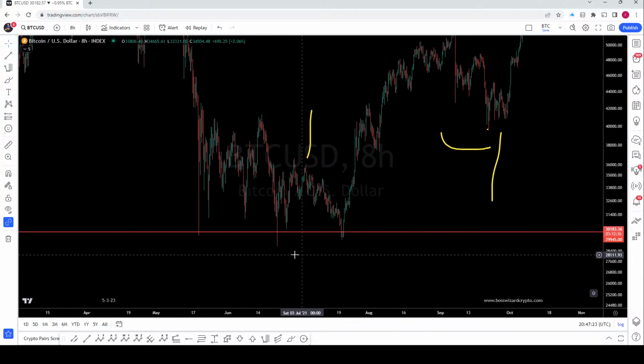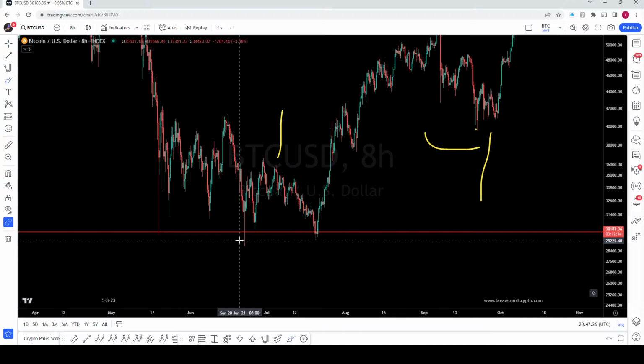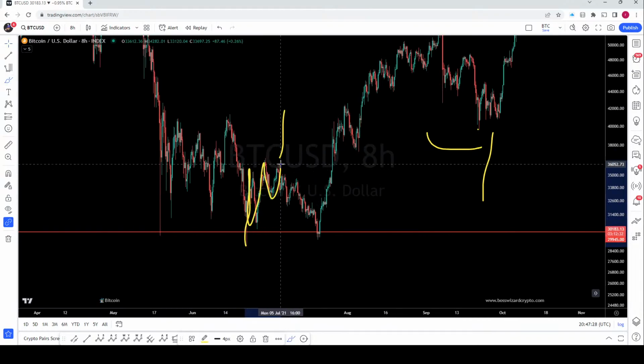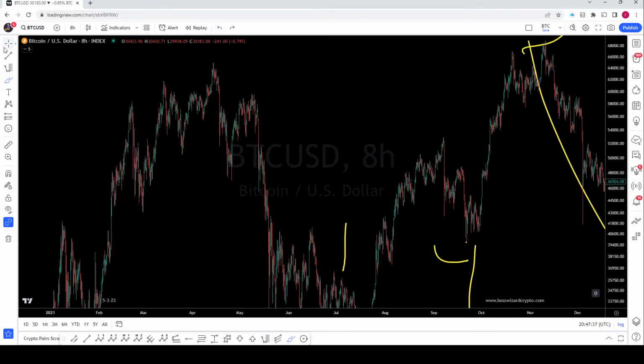I've talked about this before in past videos. But you have to have 5 waves off the low, right? 1, 2, 3, 4, 5. Problem, it's a rule. 5 has to extend past the end of 3. It's a rule, and it doesn't.